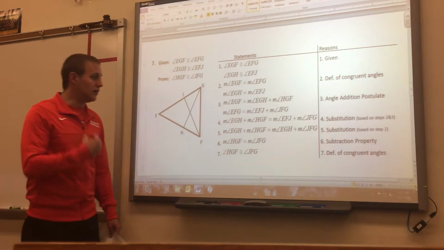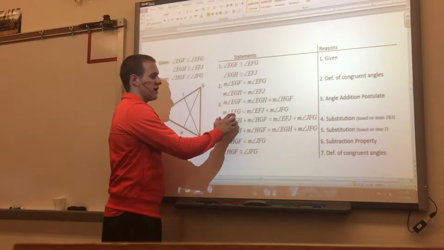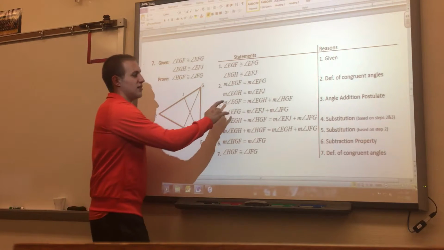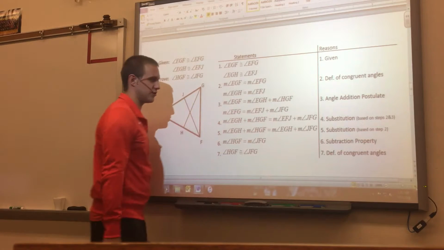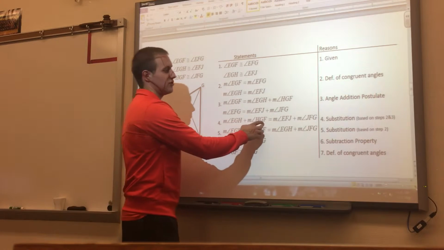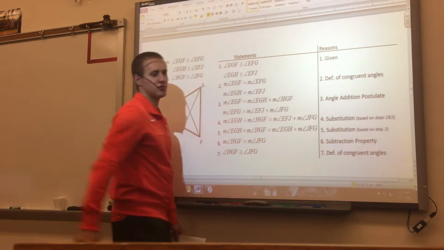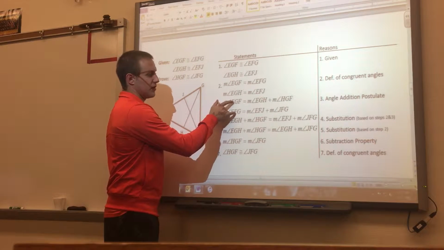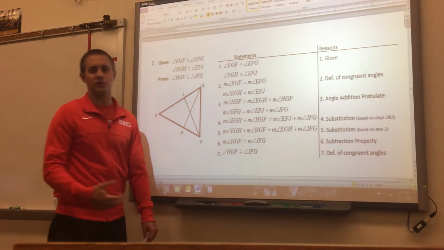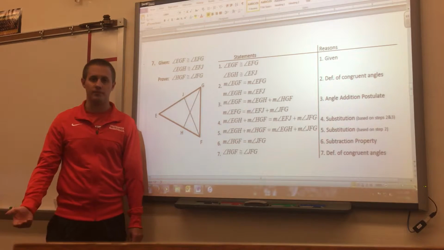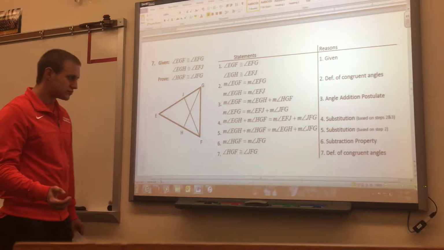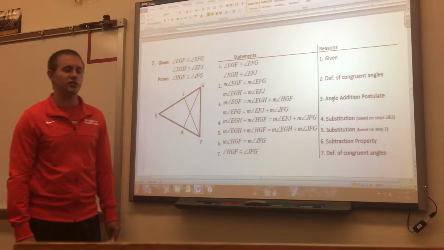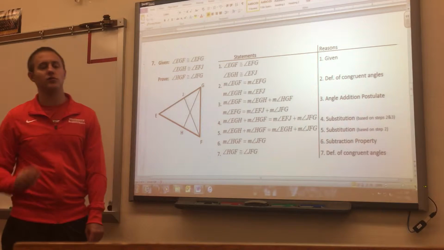All right. Since we're given that EGF and EFG are equal and congruent, we can set these two equations equal to each other. EGH plus HGF, EFJ plus JFG. All right, so because we already know these two to be congruent, we'll just set these two equations equal to each other. That's just substitution. All right. So I've got these two big long equations, and luckily I know that EGH and EFJ are equal.